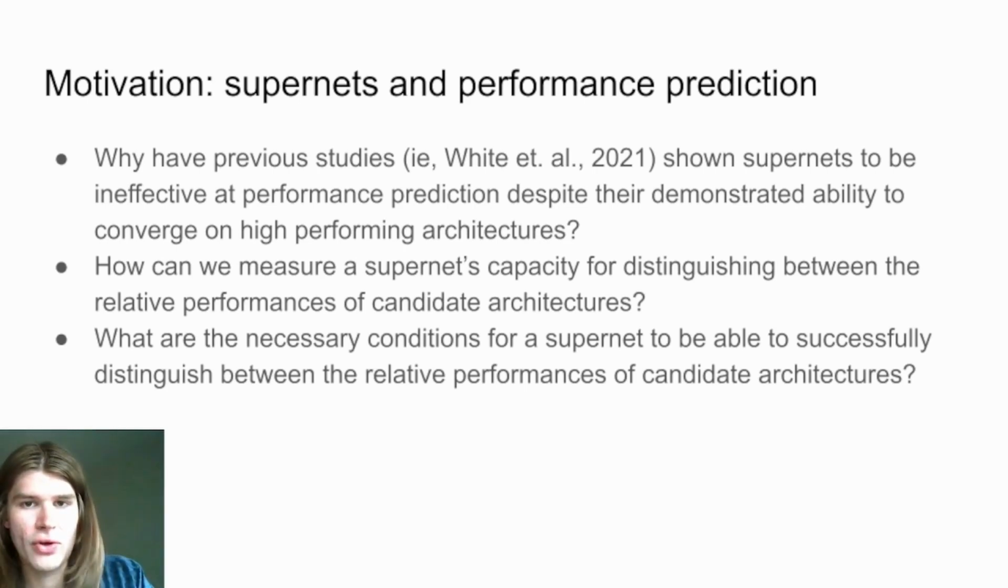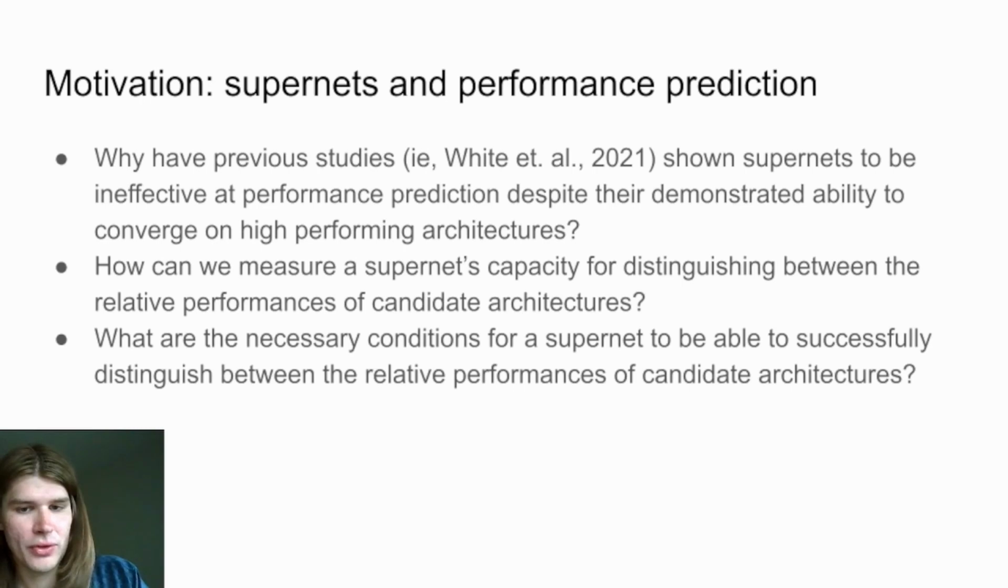Previous studies have shown that supernets are ineffective as performance predictors for candidate architectures. For example, the paper "How Powerful Are Performance Predictors in Neural Architecture Search?" by White et al. demonstrated that performance estimates from the supernet, in comparison to those obtained from other estimators, do not really correlate with the benchmark performance.